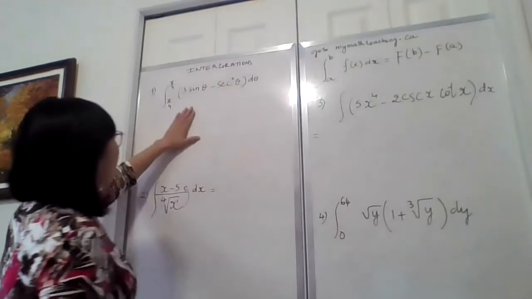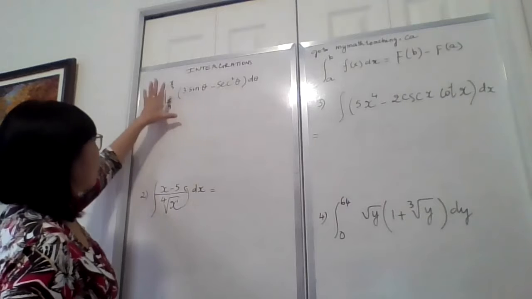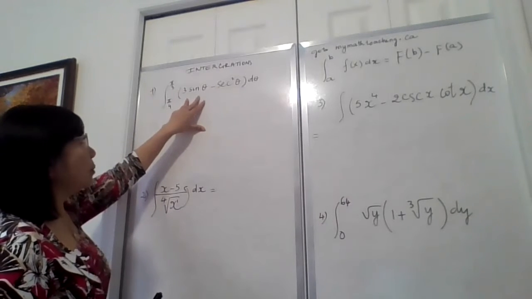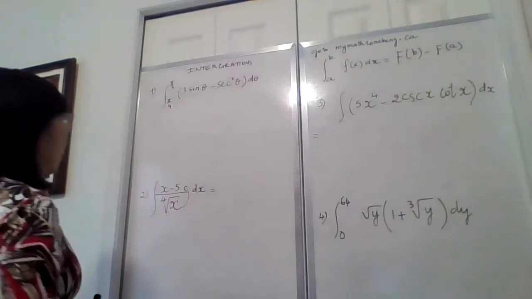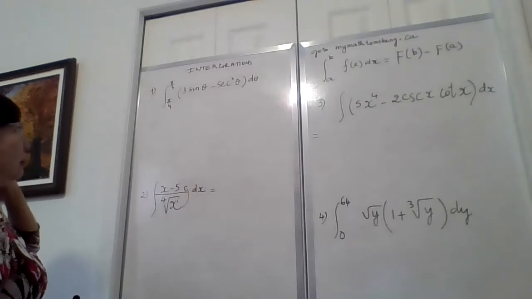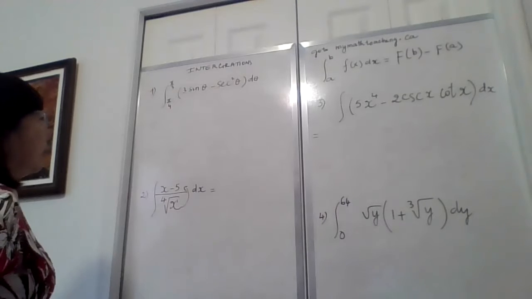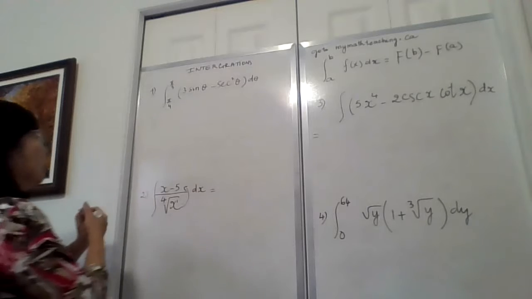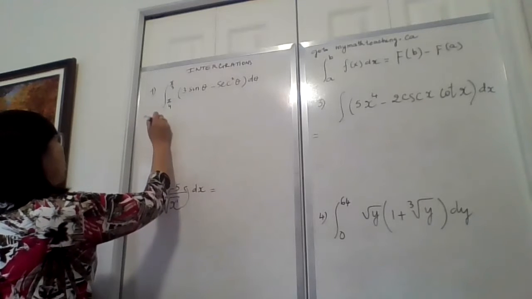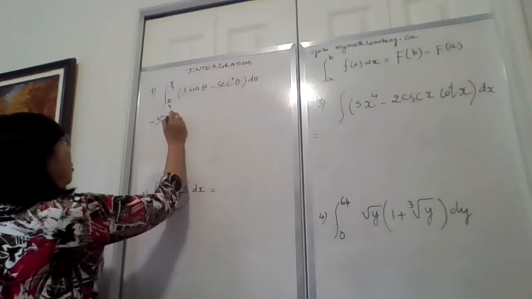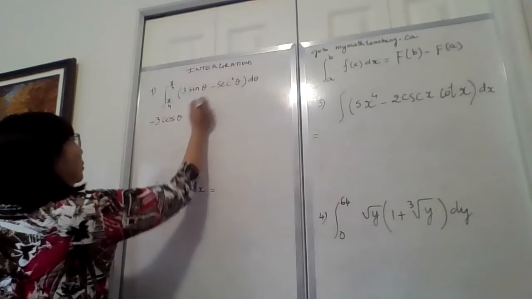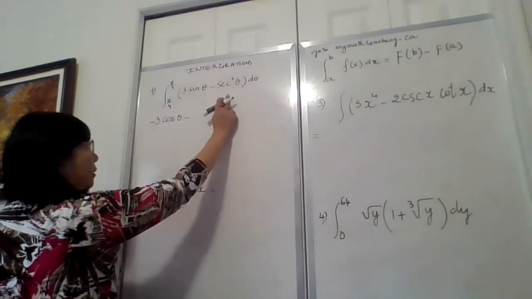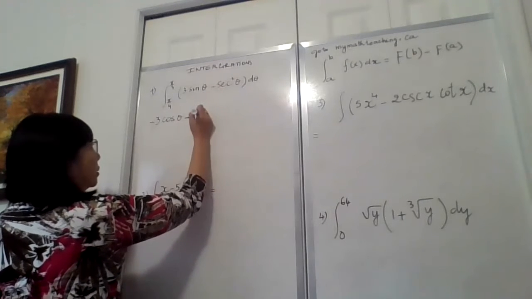Okay, so if we have the first question, if we have sine theta, the antiderivative will be minus cos theta. So I will have a minus 3 cos theta, minus the antiderivative of secant squared theta, which is tan theta. So minus is minus tan theta.